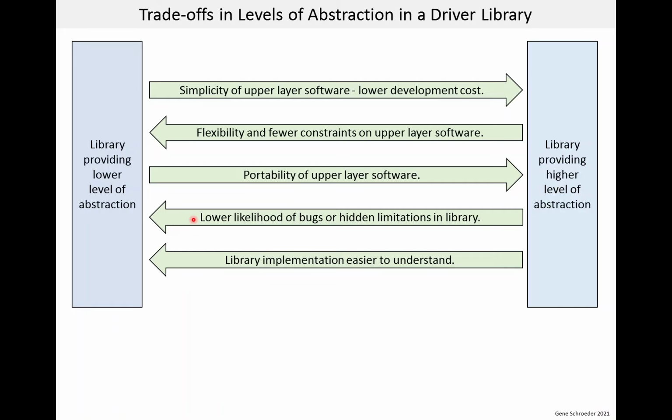With lower levels of abstraction, this is less likely to occur. Again, the fact that the library does less means there should be fewer surprises. A function whose only job it is to set or clear a bit field is pretty straightforward. There aren't too many possibilities of limitations.